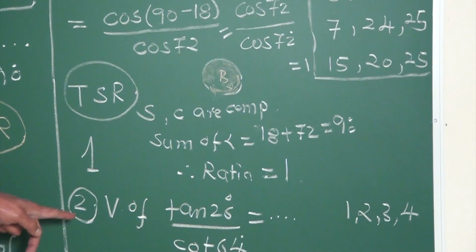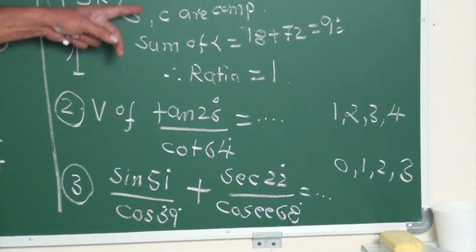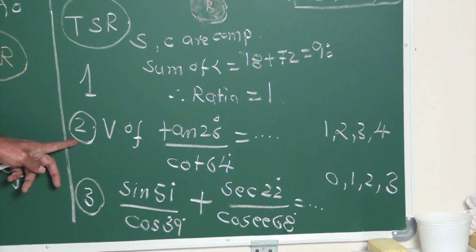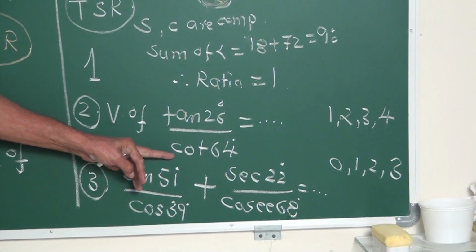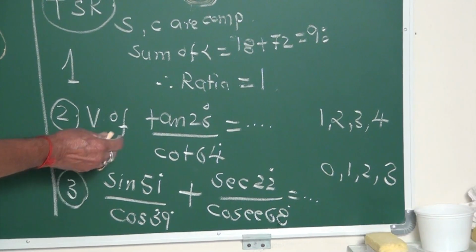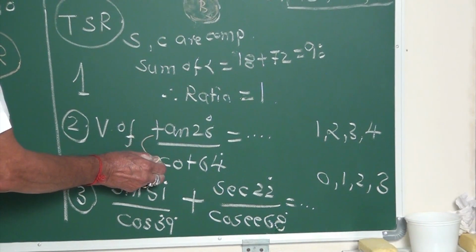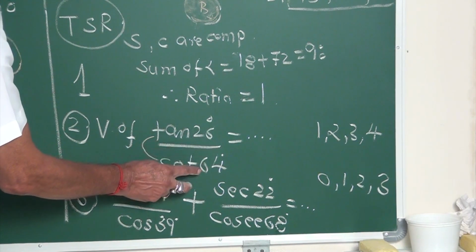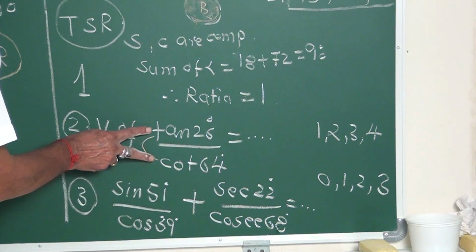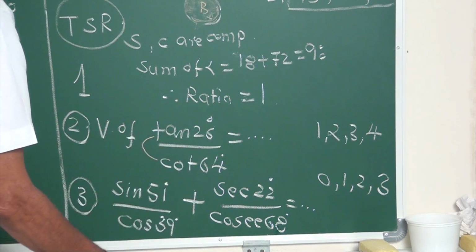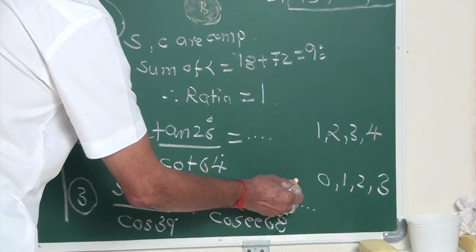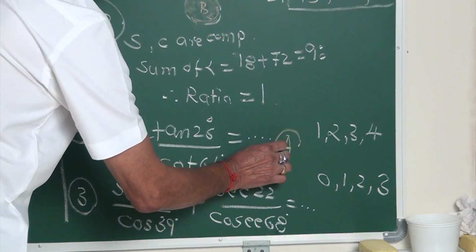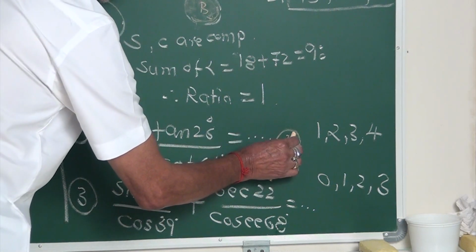Next, second, these are the observations I have written for this. Hence, the remaining examples I am not going to write. The value of tan 26 upon cot 64. What about tan and cot? Complementary. What about 26 plus 64? 10, 7 plus 2, 90. Verified. Complementary angles. What is the answer, my friend? Answer is A. Yes, this A you must mark, that's all.